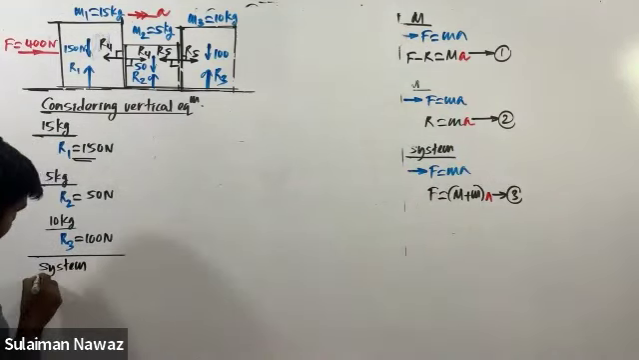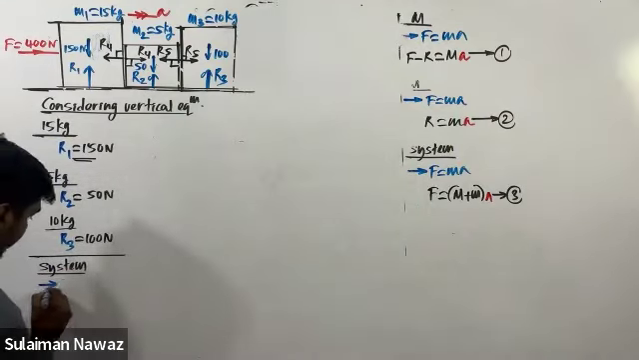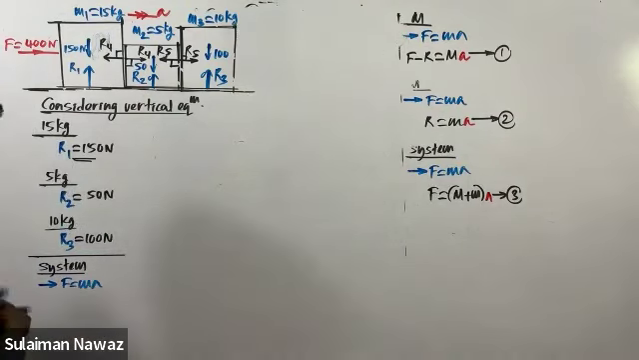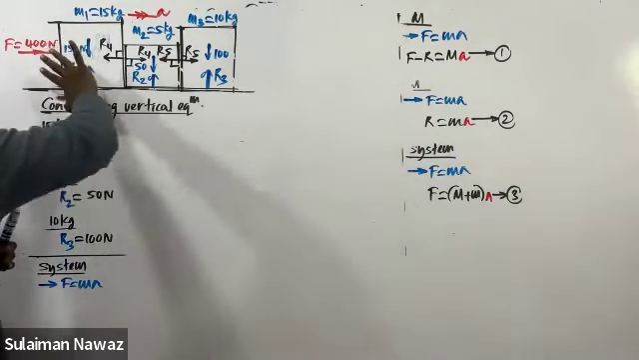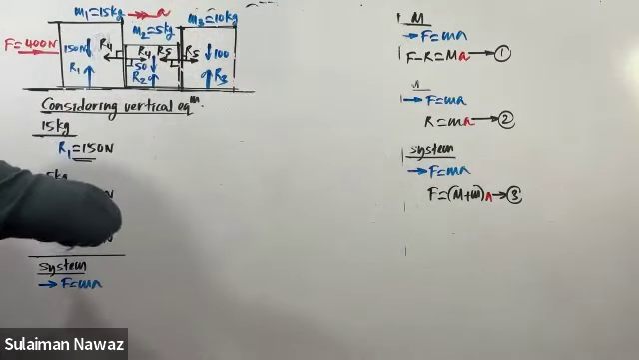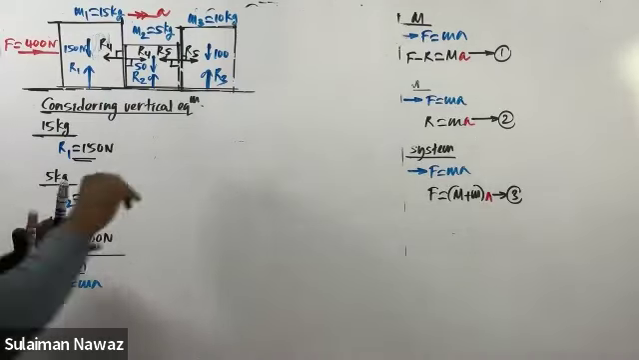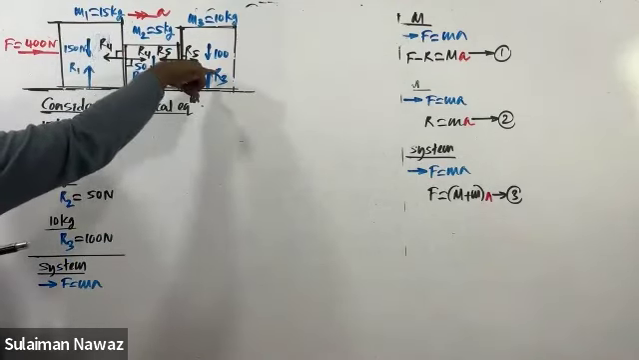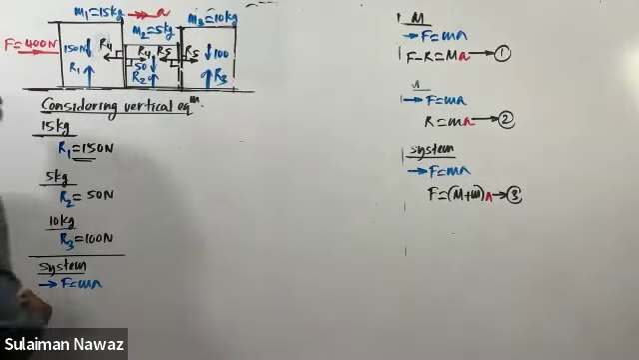I'm going to apply F equals MA in the direction of motion, the right side direction. Then force F. Then what is the resultant horizontal force? If I take this as one system, what is the resultant force? R4 cancels out, R5 cancels out, and there is only one horizontal force, that is 400.